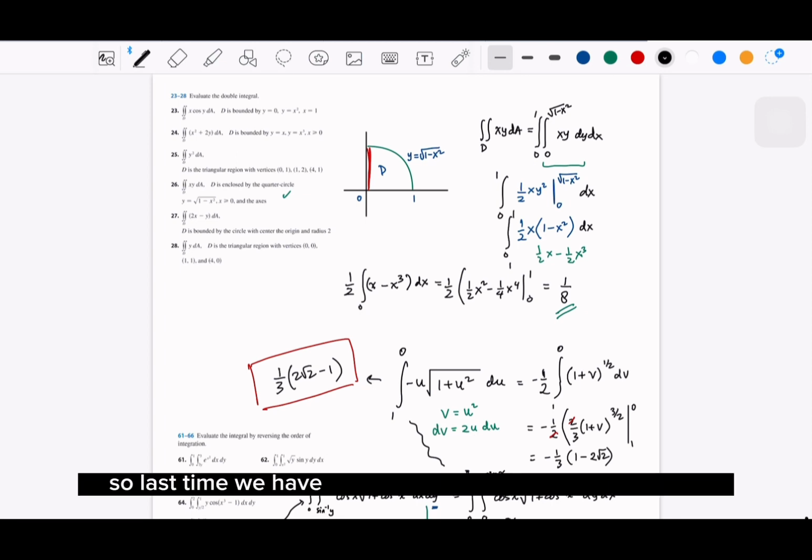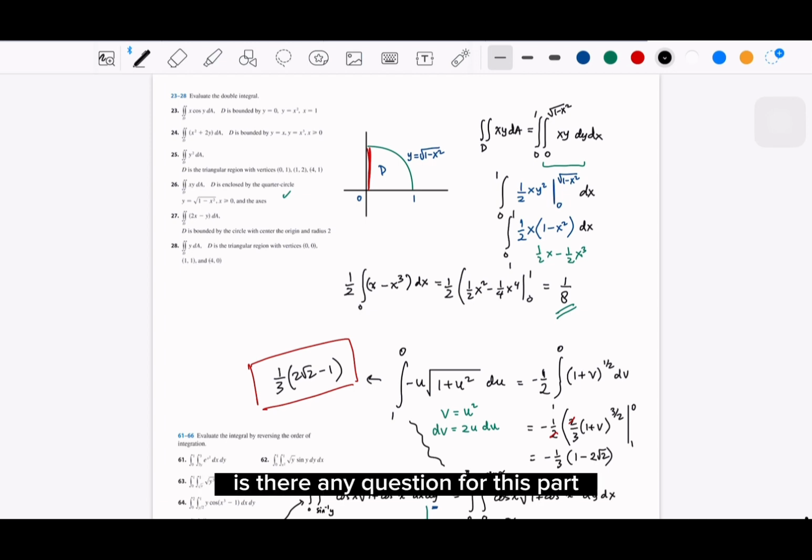Last time we had some exercise on double integrals. Is there any question from this part? Can we check the other question? Okay, so please check the other problem. I will also prepare more exercises for chapter 15 later this week.